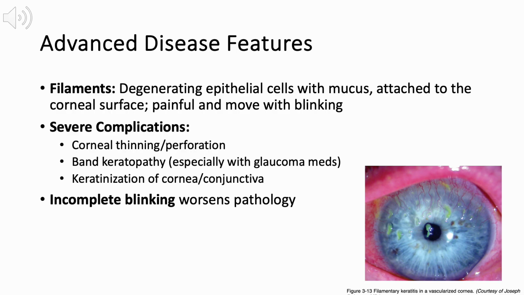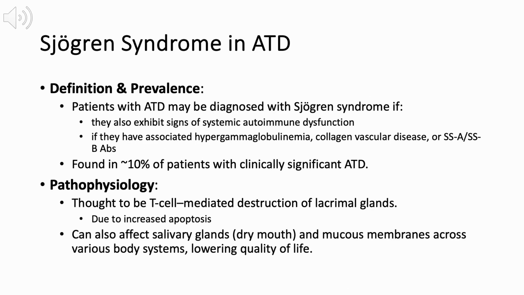Incomplete blinking plays a significant role in worsening pathology, as it limits the even distribution of the tear film and clearance of debris, promoting further damage to the already vulnerable ocular surface. Sjogren's syndrome can be associated with ATD and is diagnosed when ATD coexists with signs of systemic autoimmune dysfunction. These signs include the presence of hypergammaglobulinemia, collagen vascular diseases, or autoantibodies such as SSA or SSB. Approximately 10% of patients with clinically significant ATD are found to have Sjogren's syndrome.